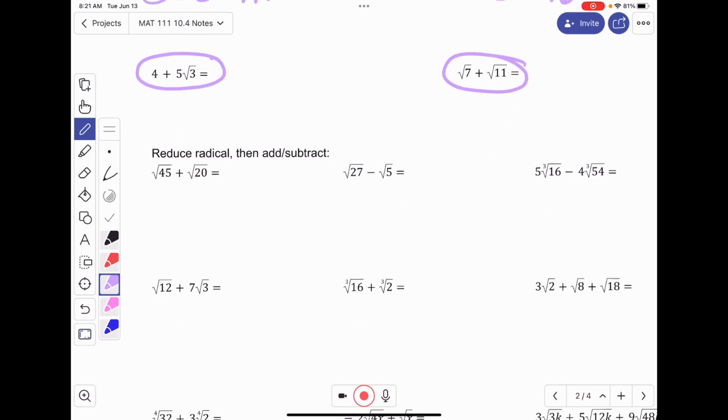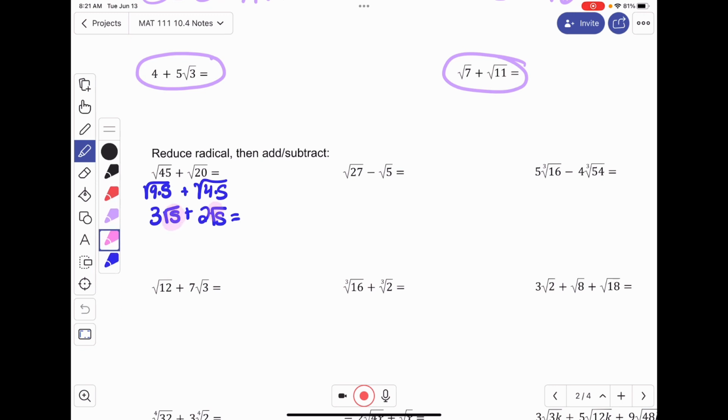Sometimes when you first look at a problem, you think, oh, those aren't the same. But if we simplify the radicals first, then we'll be able to combine them. So 45 is the same as saying 9 times 5. The square root of 9 is 3. We have a root 5 left. 20 is like saying 4 times 5. The square root of 4 is 2, and we have a 5 left on the inside. Now our radicals match, so we can combine. 3 plus 2 is 5.